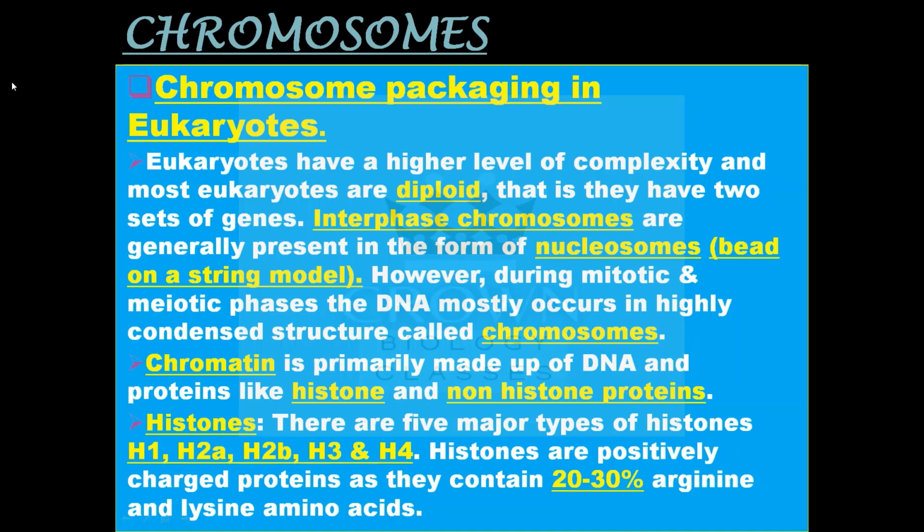Histones are the basic characteristic feature of eukaryotes. There are five major types of histones, namely H1, H2A, H2B, H3, and H4. Histones are positively charged proteins as these histones contain 20 to 30% arginine and lysine amino acids, and these histones are not present in the prokaryotes.